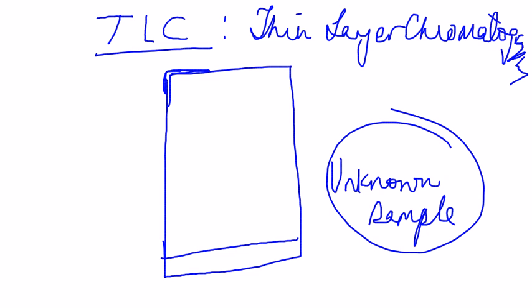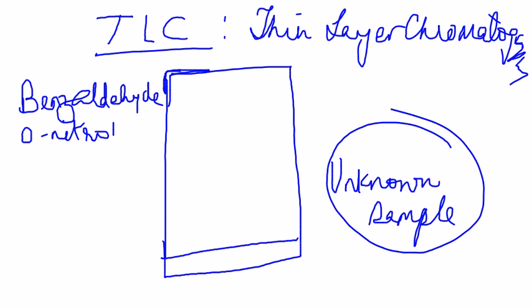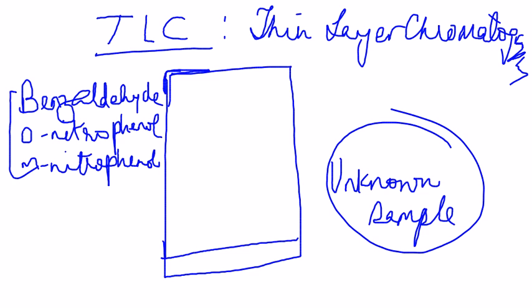Now your unknown sample will be one of the 3. It will either be benzaldehyde, or it will be orthonitrophenol, or it could be metanitrophenol. Okay, one of the 3. Or it could be mixtures as well. So you have to tell me on the basis of the TLC result that you get as to what you got. Now, how do we go about it?